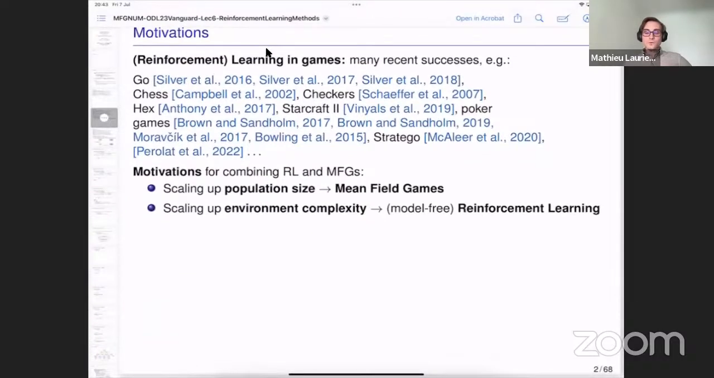Here, why could we be interested in mixing that with mean field games? I would say from the computational point of view, again, this is about numerical methods. Maybe you could also discuss the interpretation of reinforcement learning.